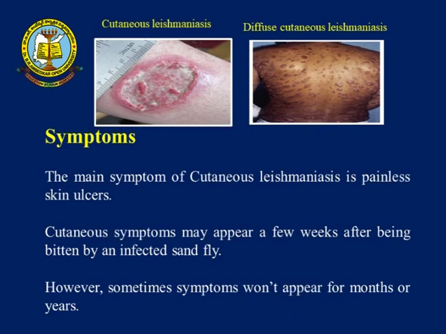And this is a diffuse cutaneous Leishmaniasis, because they have already diffused to different parts of the body, and they have these bumpy-like structures which look very awkward for the person who has been affected. The main symptoms you find over here are painless skin ulcers. You don't have any pain, but they have ulcers over there.